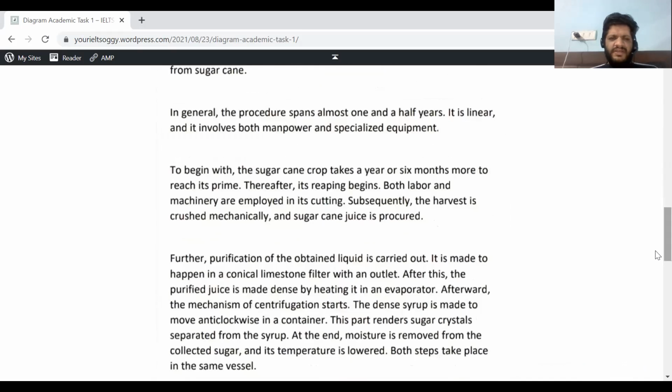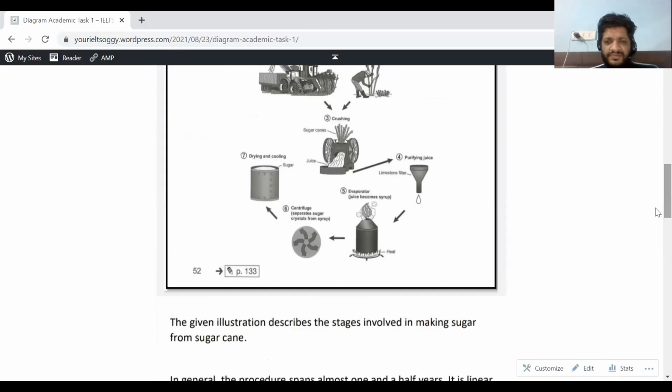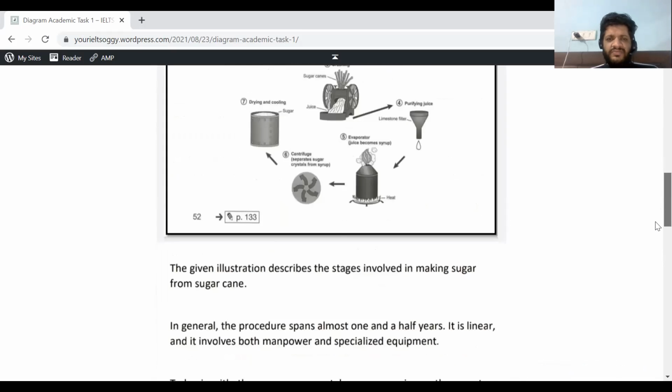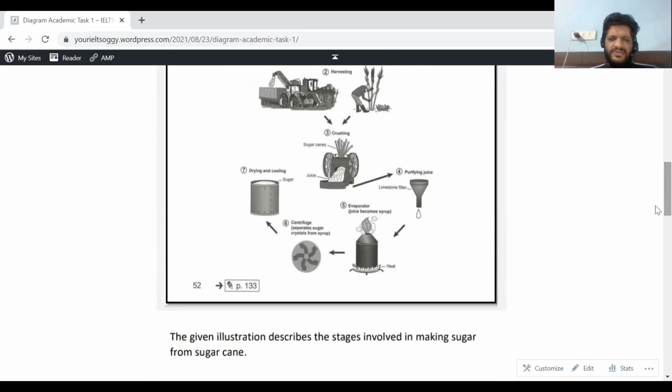So I repeat, in general, the procedure spans almost 1.5 years. It is linear and it involves both manpower and specialized equipment. You can see the equipment, the evaporator, the filter, the machine and all. So you have 7 steps. So you can go by maybe 3, 4 or 4, 3, whatever.